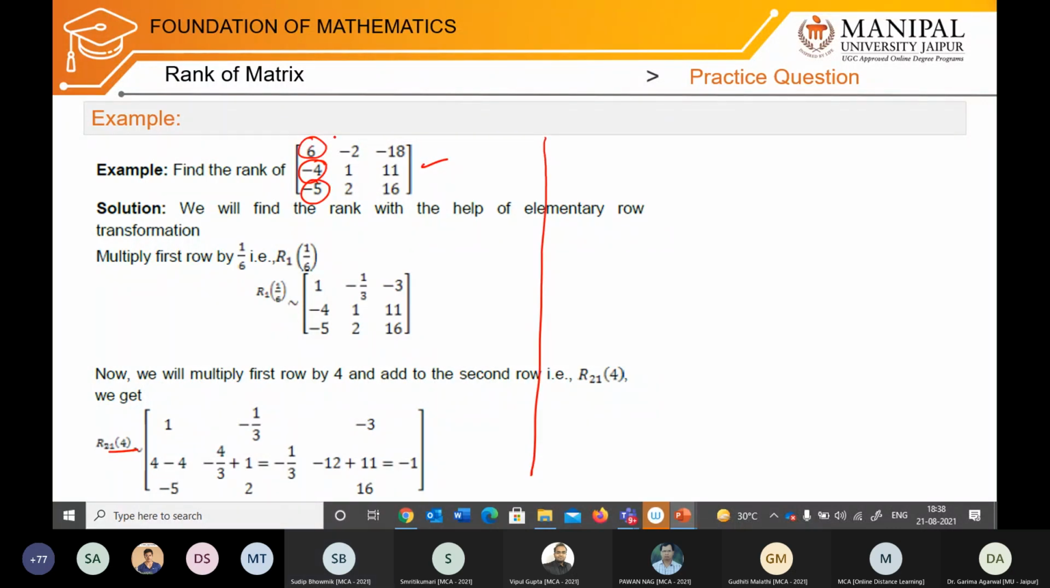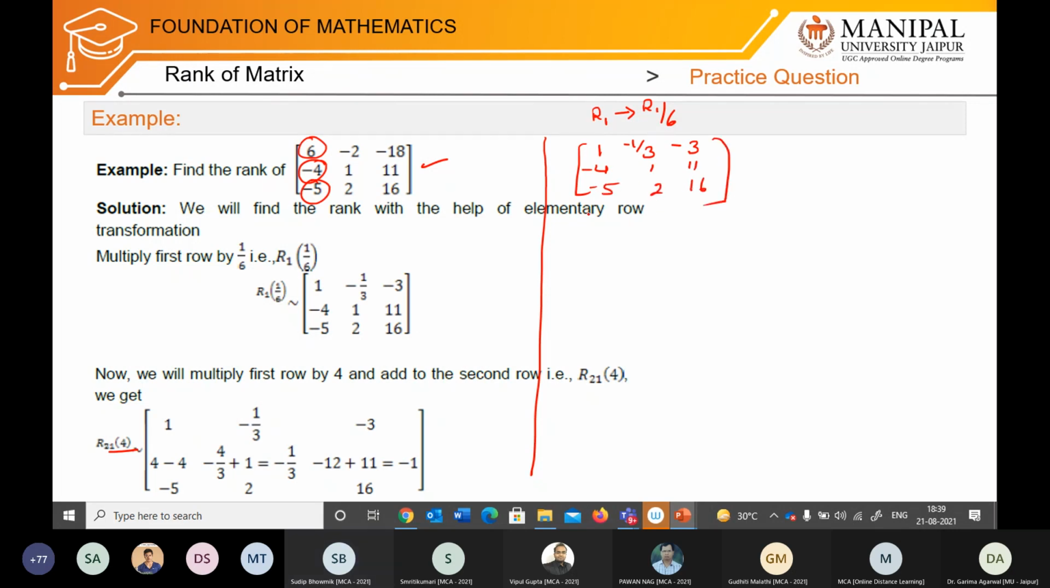So let me discuss this example again. What will be our ultimate target? At the end, we need to convert this element to 1 and these two elements to 0, right? This is my target. So how will it be 1? If I divide this whole row by 6, right? So I am applying R1 by 6 at R1. So it will be 1, minus 2 by 6, or I should write minus 1 by 3, and minus 3, minus 18 by 6. The other two rows will be unchanged in that case, right?